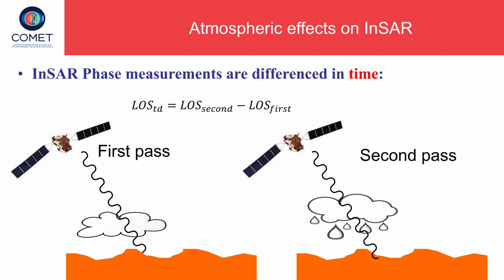Before that, we have to know that InSAR measurement is different in time. So we always have a reference date. For example, for any interferogram, we have a second date and the first date. The measurement is the difference between the second pass and the first pass. So it's temporally different. It's a differential measurement, not absolute values.